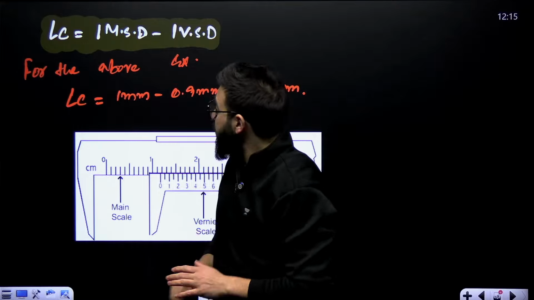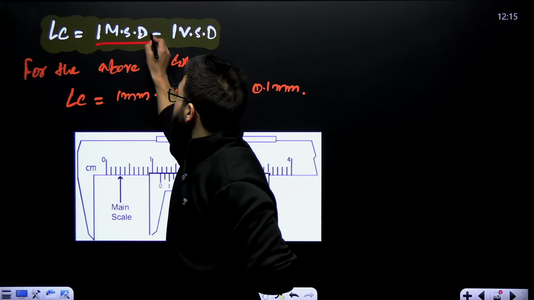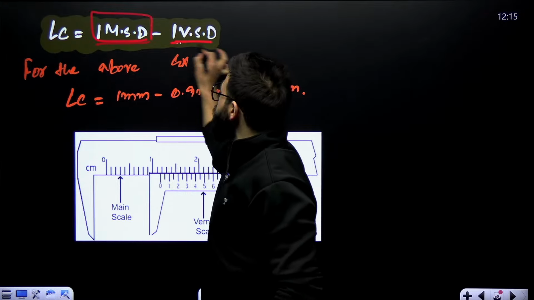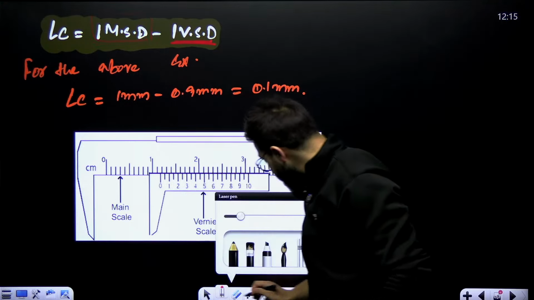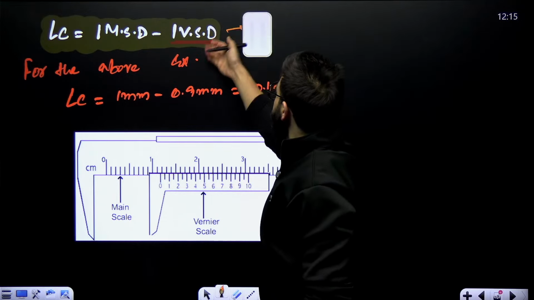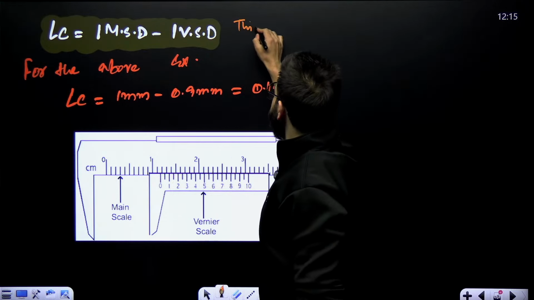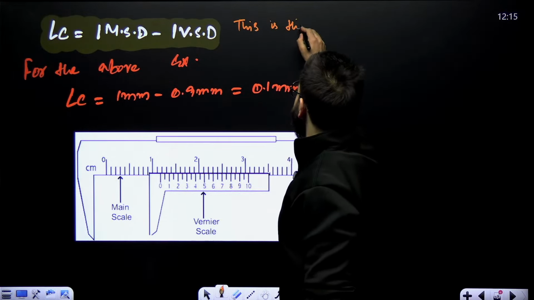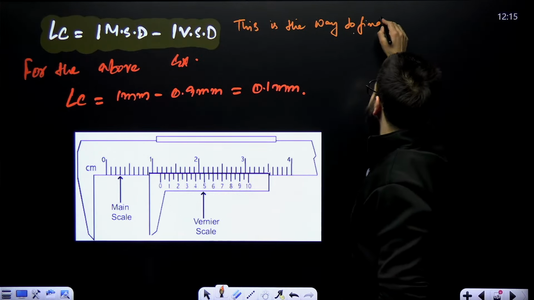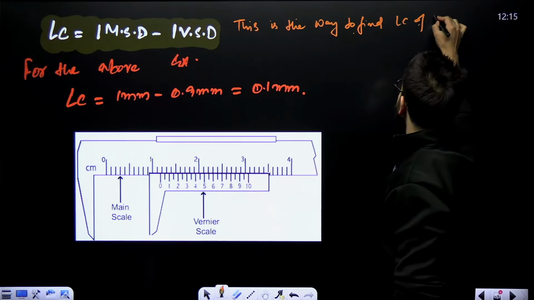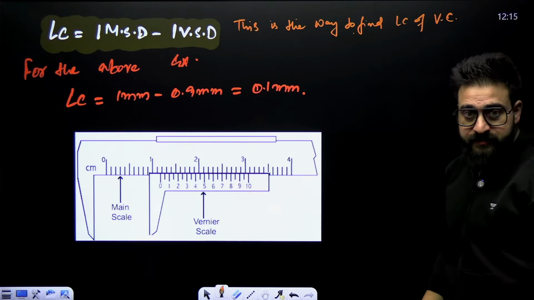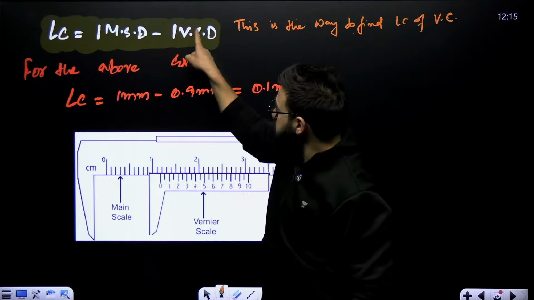See. Least count of this will be 1 MSD, 1 main scale division, minus 1 VSD. This is the least count of vernier scale. This is the way to find the least count of vernier caliper. Okay, so 1 MSD minus 1 VSD.